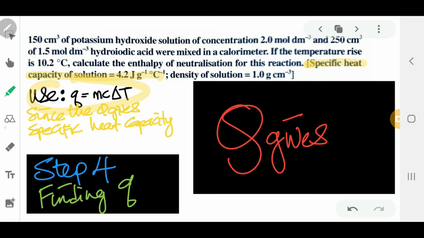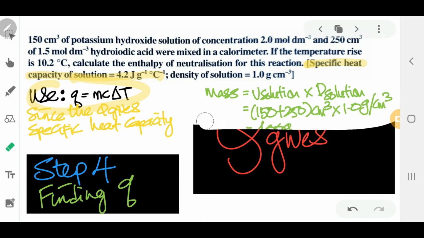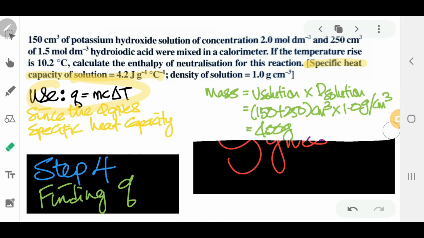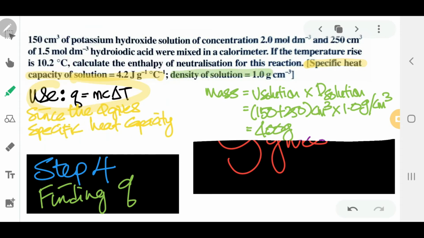It's important as well for us to know what the question gives. The question gives you the information about the mass of water or solution, but it is not direct. What you need to do now, and it's very typical for neutralization, is take the volume of solution times the density of solution. That is the reason why the density of solution is given to you here, because we're going to use it to find the mass of solution, which is 400 grams.